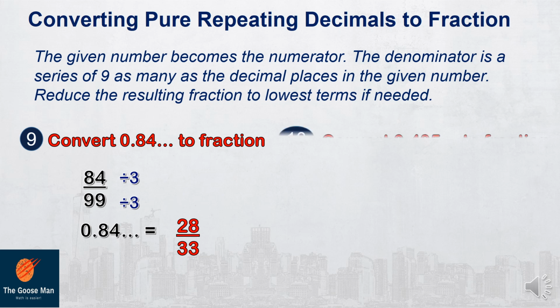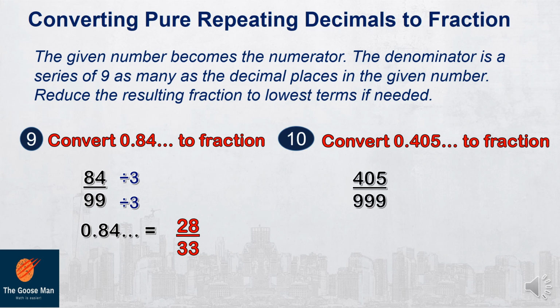So let's have another example. Convert 0.405 bar to fraction. So notice that we have three repeating digits. We have 4, 0, and 5. So we come up with 405 over 999. Then divide both numerator and denominator by 27. So we come up with 15 over 37.